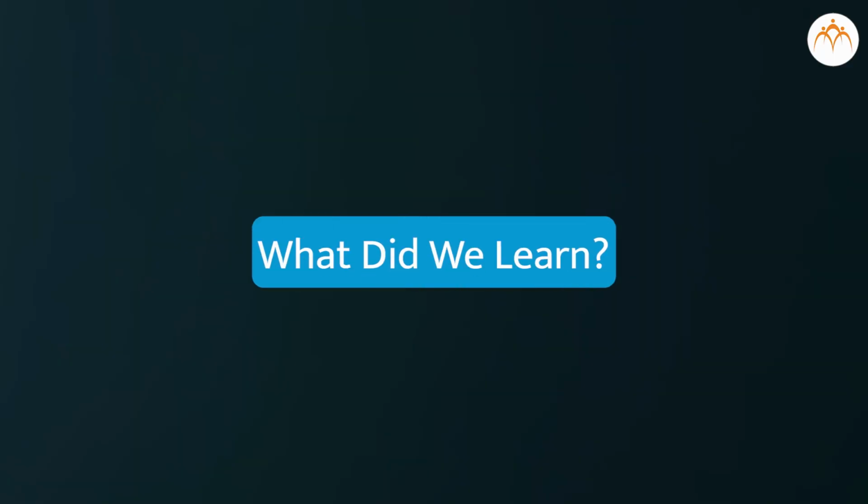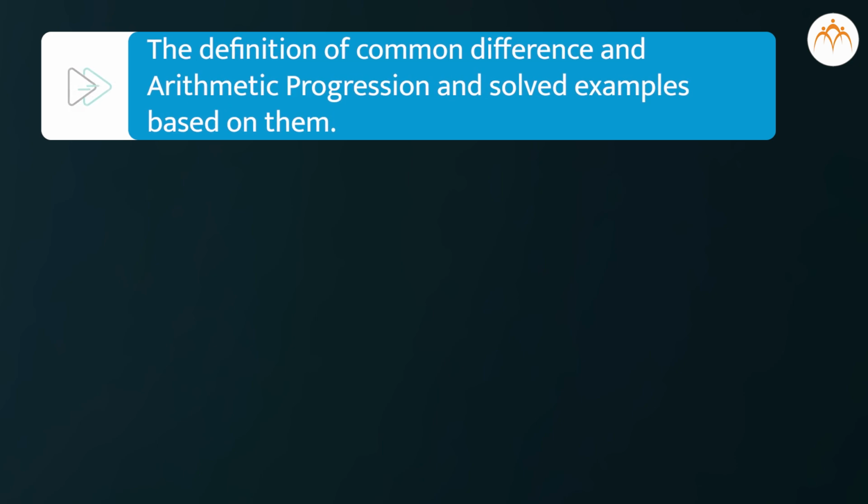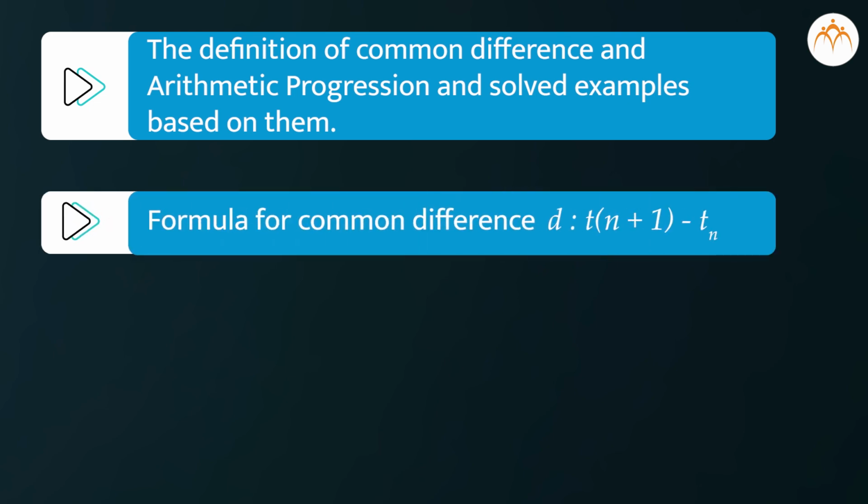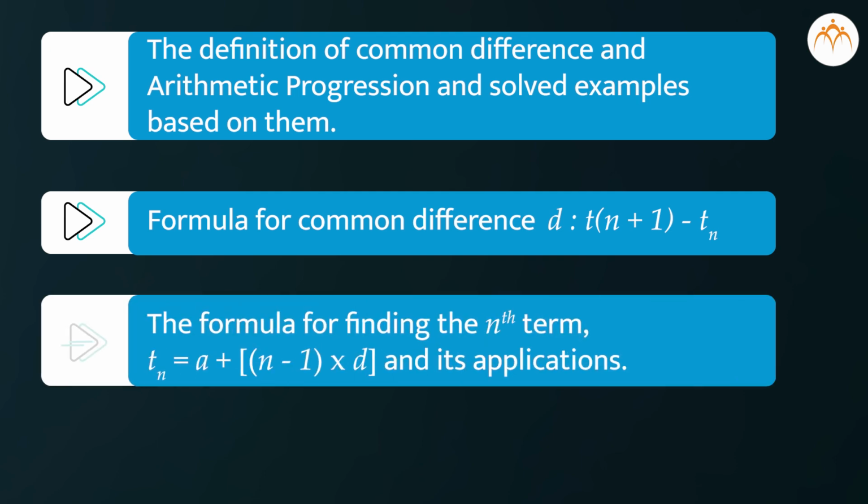In the next lesson, we learn about the sum of the first n terms of an arithmetic progression. What did we learn? The definition of common difference and arithmetic progression and solved examples based on them. The formula for common difference, that is D equals T(n plus 1) minus Tn. The formula for finding the nth term, Tn equals A plus n minus 1 into D, and its applications.